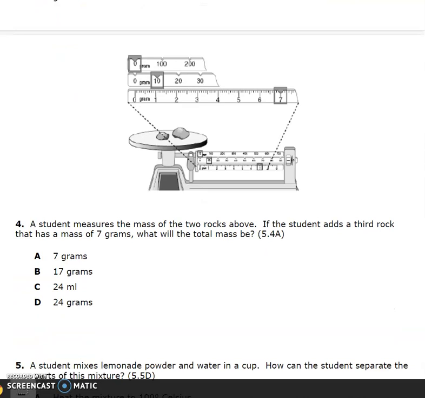A student measures the mass of the 2 rocks above. If the student adds a third rock that has a mass of 7 grams, what will the total mass be? A. 7 grams, B. 17 grams, C. 25 milliliters, D. 24 grams.